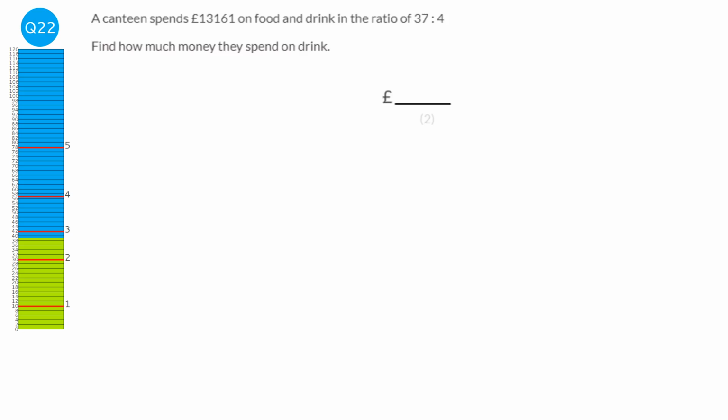So for this question I think of the ratio in terms of piles. So food is getting 37 piles of money, and drink is getting 4 piles of money. So we've got to first of all work out how many piles of money we have.